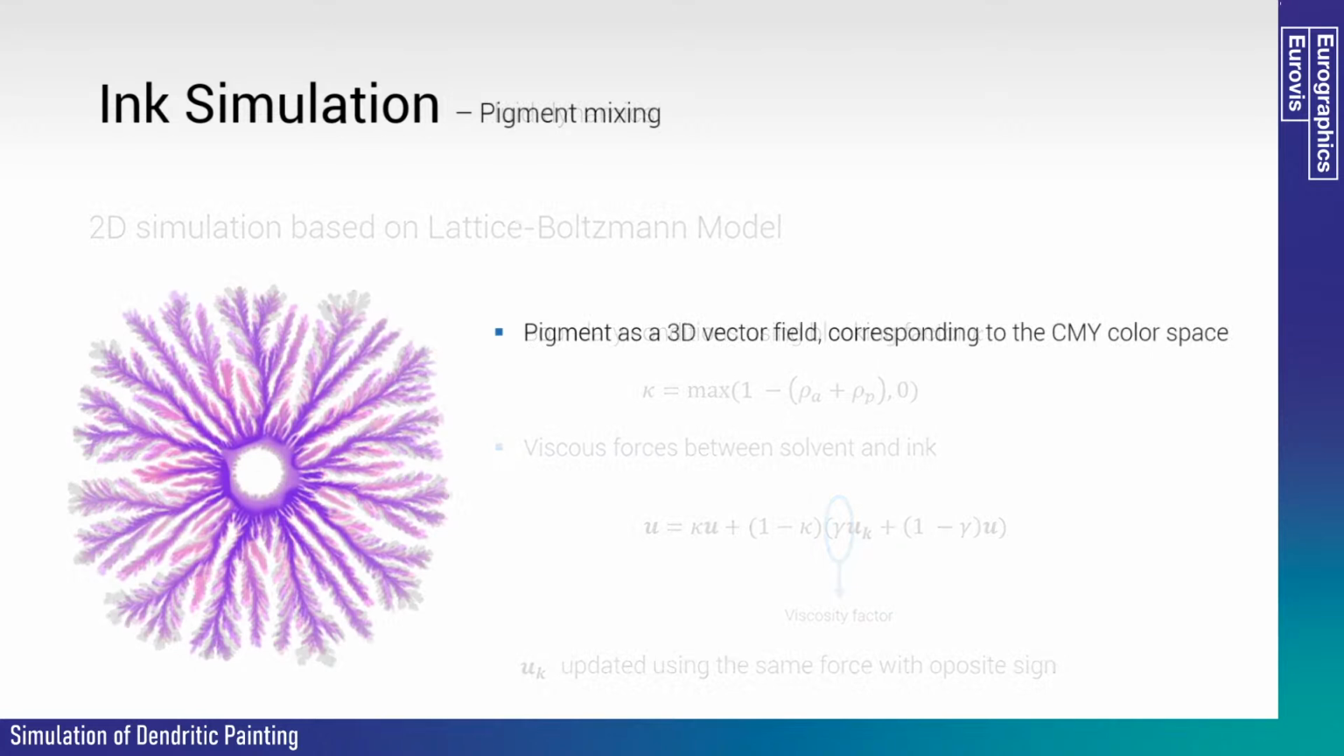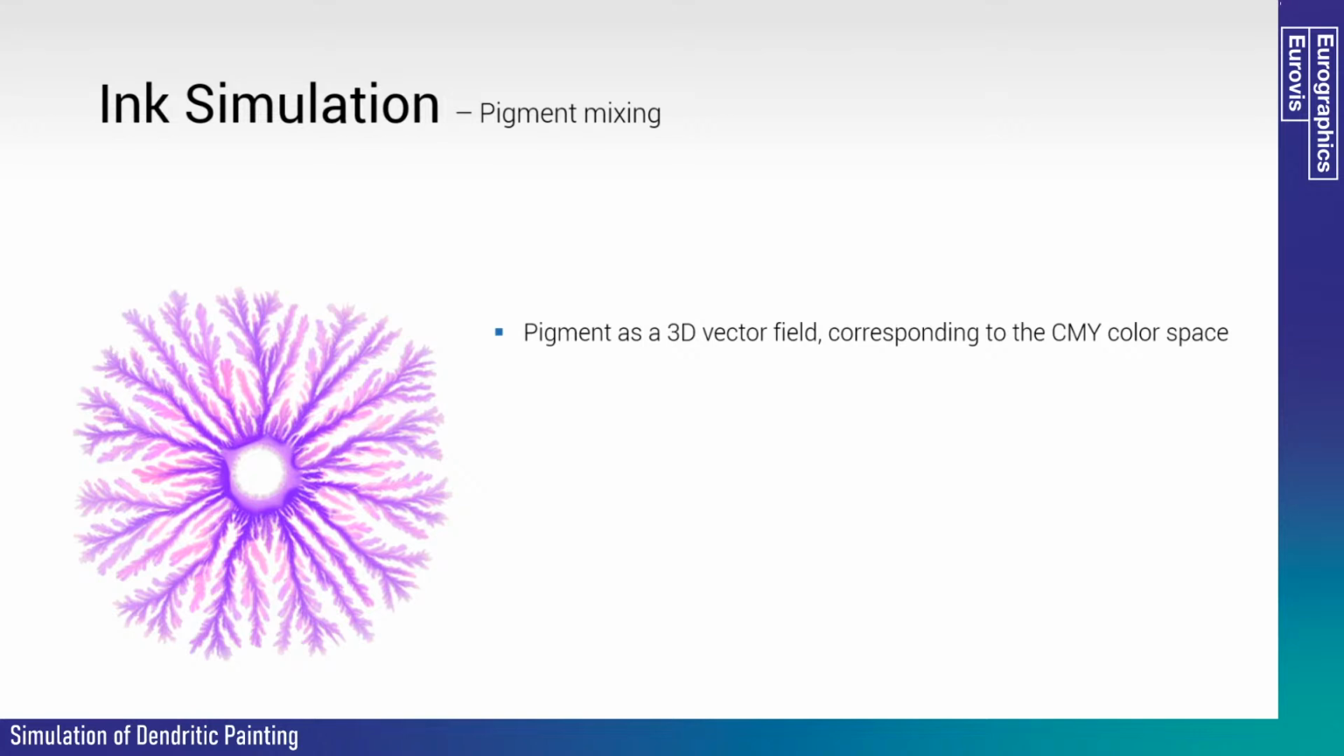In this layer, we also handle the pigment mixing. We represent our pigment as a 3D vector field corresponding to the CMY color space. More complex color models, such as Kubelka-Munk, can be used, but a simple CMY interpolation was enough to produce colorful patterns in our case.